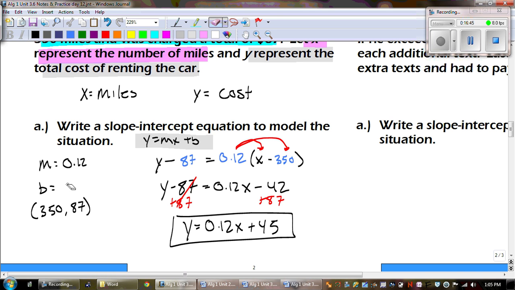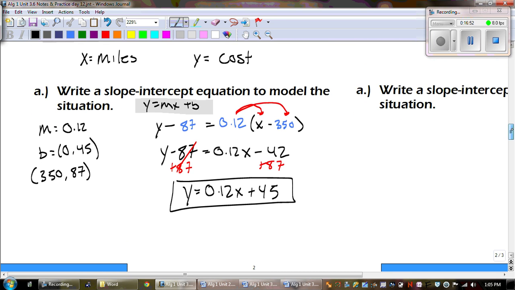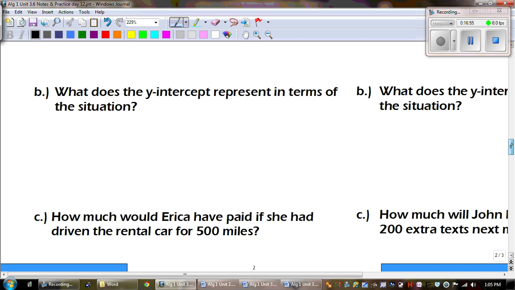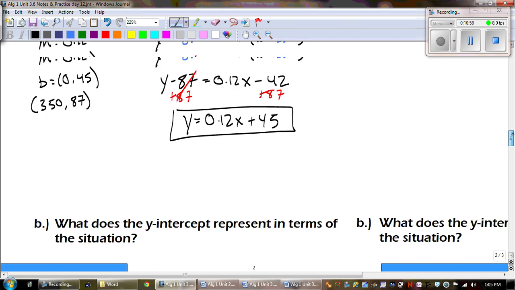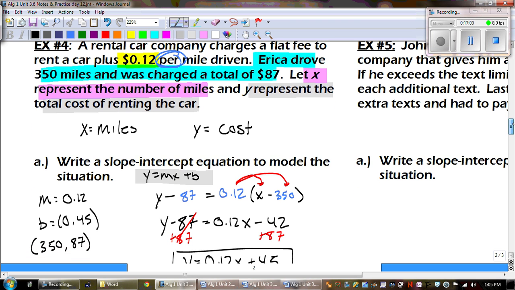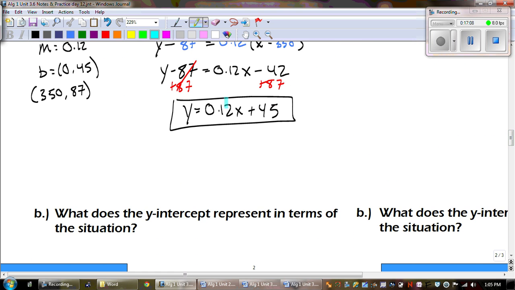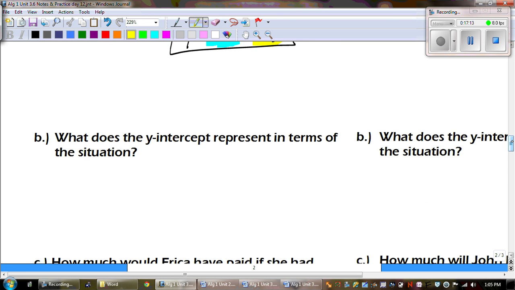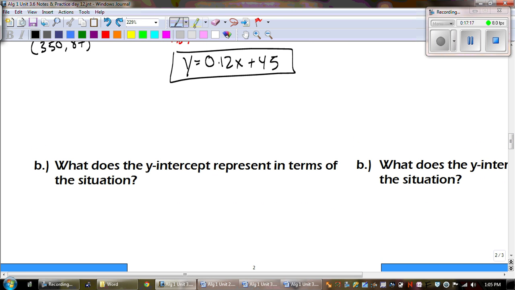Okay, so after we've solved that, we can now say that b is 45. And this is where it gets a little tricky right here, because the next part says, well, what does the y-intercept represent? Well, we're talking about a rental car company charging a flat fee to drive a car plus 12 cents per mile. So here's our plus 12 cents per mile. That means that 45 right there, that's our flat fee. Okay, so our y-intercept, our 45.